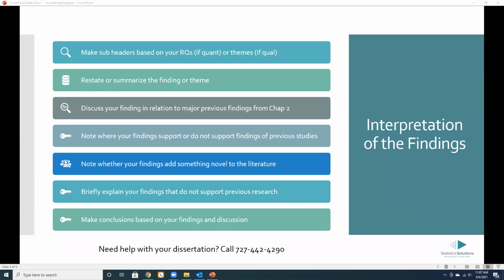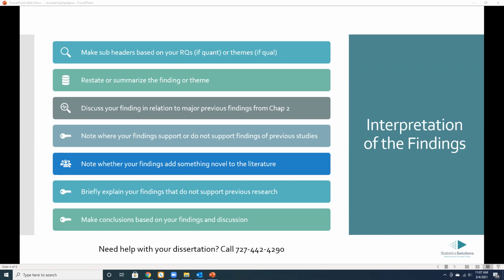If your findings don't support previous research, if there's a difference, it's usually appropriate to explain why there might have been a difference. Sometimes it has to do with your population being different. Sometimes it could have to do with your methodology being a little different than previous studies. But you need to offer some kind of explanation of why your findings may have been different from previous findings. Once you do that, you can set up these discussions.